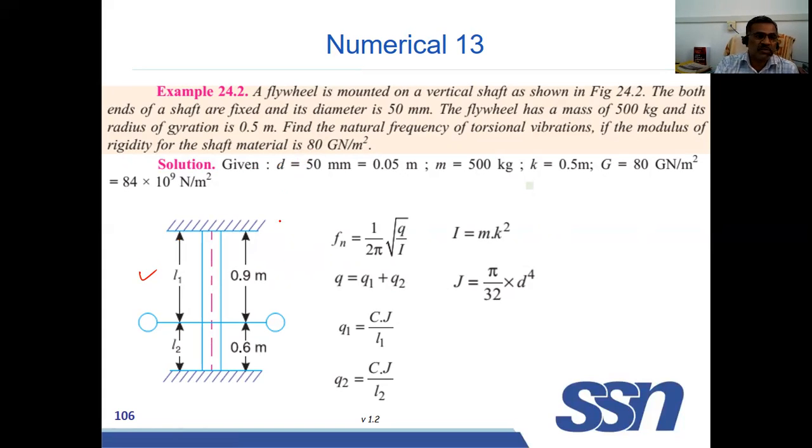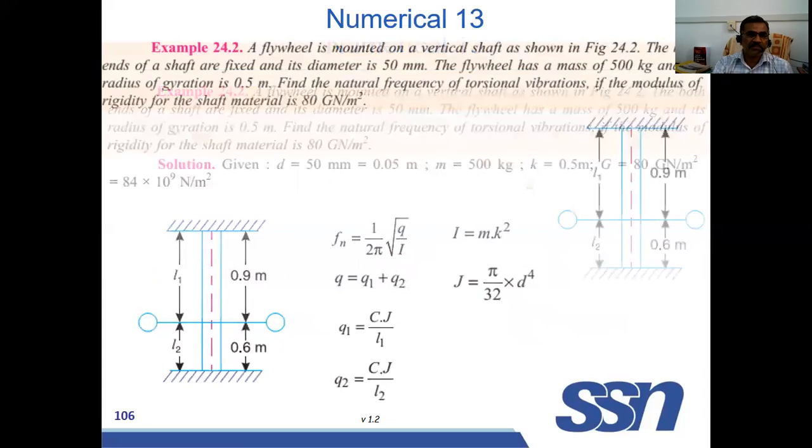This is a flywheel. The shafts are fixed at the ends. The diameter of the shaft is 50 millimeters, and the flywheel mass is 500 kg. The radius of gyration is 0.5. Modulus of rigidity is 80 giga-newton per meter square. So our objective is to find the natural frequency. How to find the natural frequency?